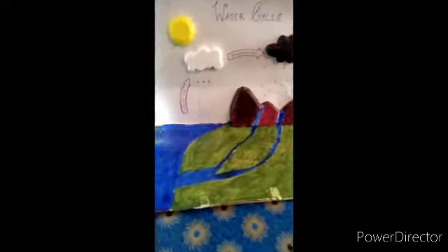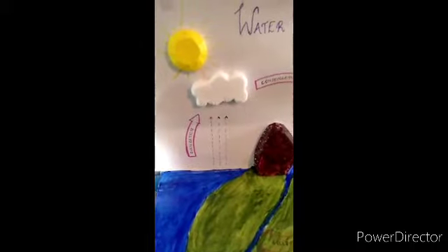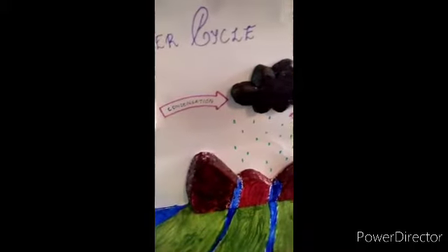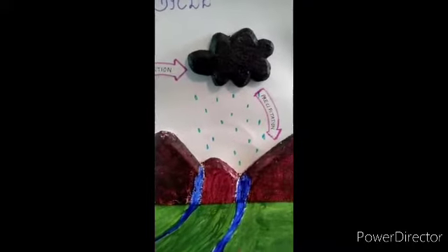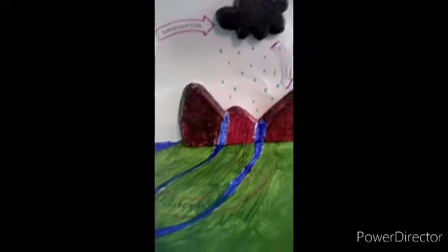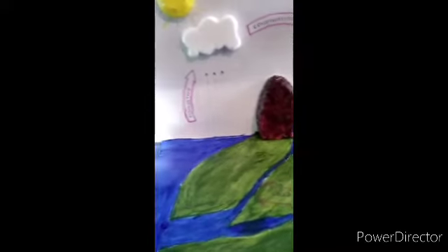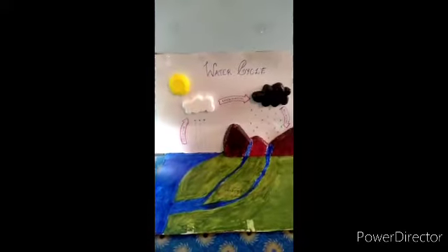Here we can see that due to the sun's rays, the water in the sea evaporates as vapor. Later it condenses to form a dark cloud as seen over here. Then it precipitates in the form of water which is then collected again in the sea. This process continues again in a cyclic manner. This is called the water cycle.